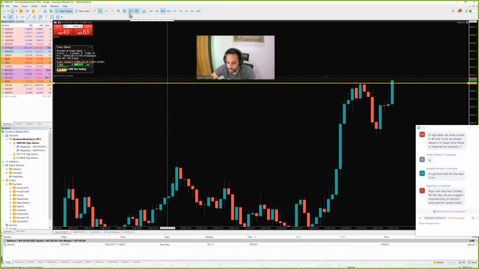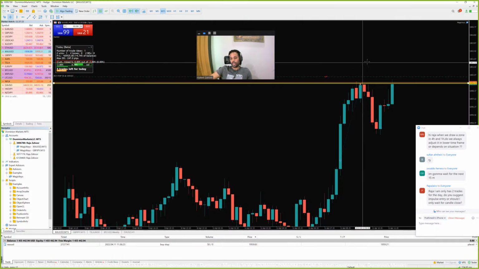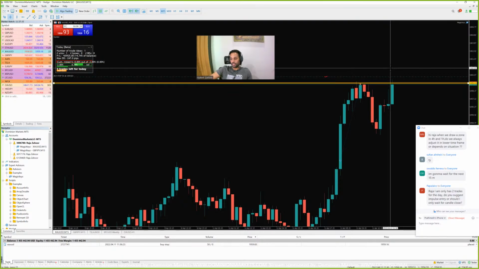I only have 2 trades for the day. Do you suggest impulse entry, or should I only wait for the candle to close? Depends. If you haven't done impulse entry and price moves up with impulse, then there's a learning opportunity. But if you don't move up with impulse, then obviously we're gonna wait for the candle to close.